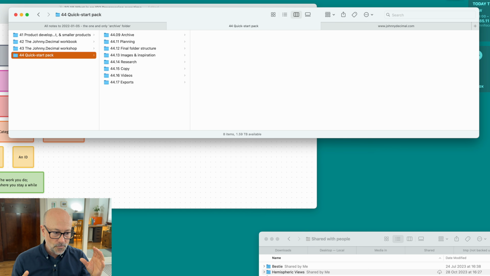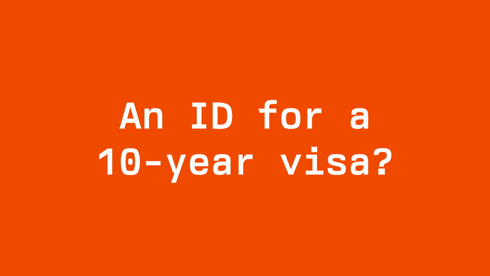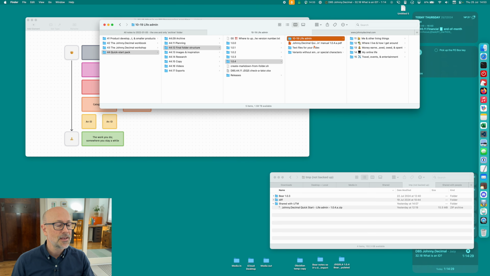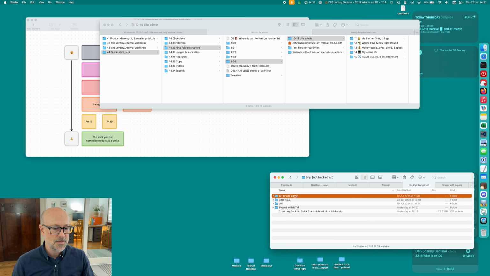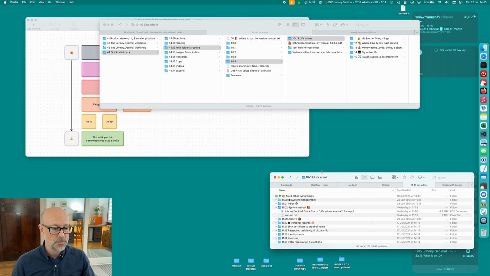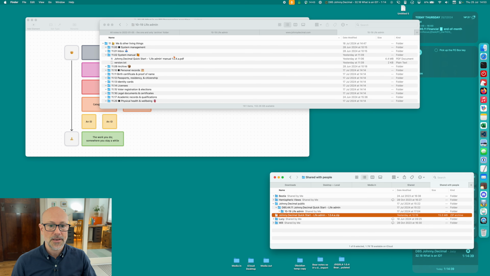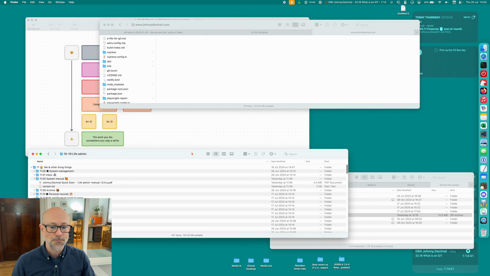So for your example, let me knock up an example now and show you what I think you should probably do with your China visa, say. This is nice. I just realized what I can do. I'm just going to drag a copy of Life Admin into this temp folder of mine. We're going to build your system. Let's just haul that out, make it a little bigger.